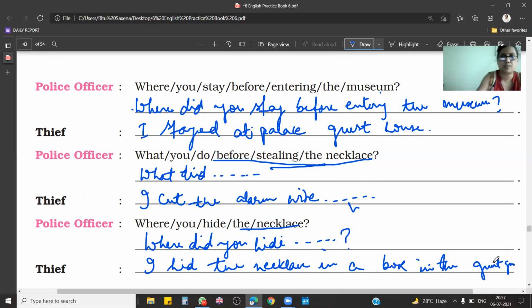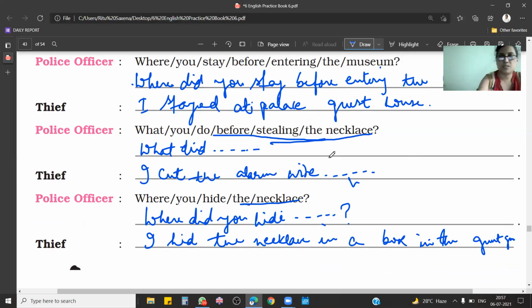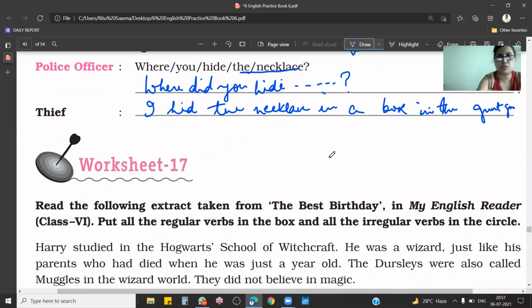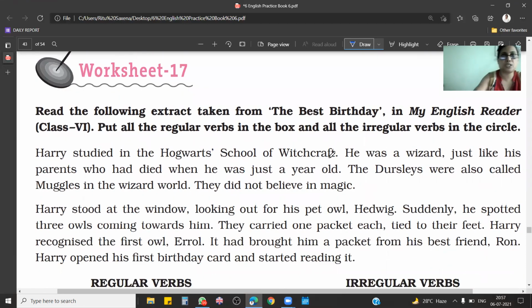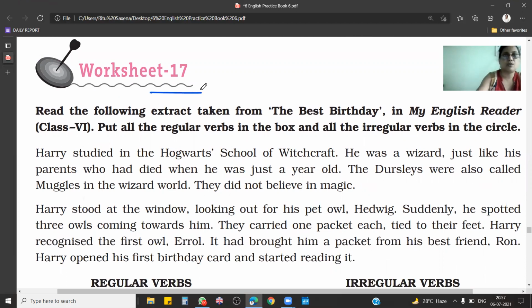Please write the correct spelling. Please write the correct one, and don't forget to put a full stop. Now read worksheet 217. Read the following extract taken from The Best Birthday in my English reader, Class 6. Put all the regular verbs in the box and all the irregular verbs in the circle. Now let's do it. I will be putting just R for regular and I for irregular.